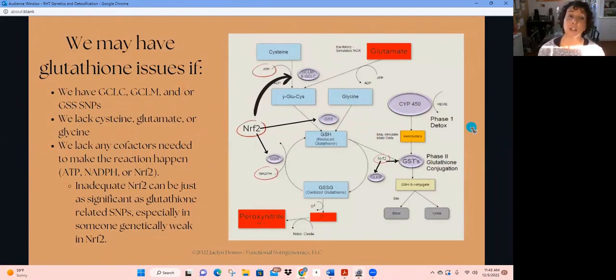But we can have glutathione issues if we have variants in any of these genes here, these purple circles, or we don't get enough cysteine or glycine or glutamate in our diet for some reason. That's one reason why NAC is all the rage these days, because it helps to provide that cysteine. But all the cysteine in the world won't really help if you don't have enough of something called NRF2 or ATP or NADPH. So this gets pretty biochemical. I have this in the appendices in my book where I discuss it more in depth, but we need these things in order to make glutathione.